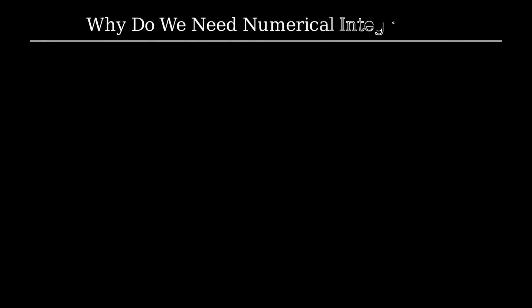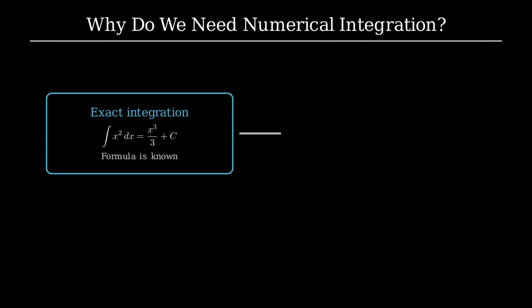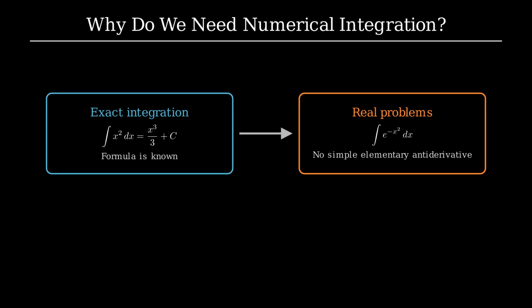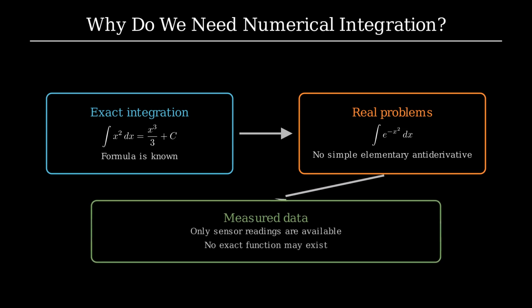In calculus, we often find area using exact integration. But in real engineering and scientific problems, the function may be complicated. The antiderivative may not exist in a simple form, or the data may come directly from sensors. For example, a vehicle speed sensor gives speed at separate time instants. To estimate distance traveled, we need the area under the speed-time graph. That is where numerical integration becomes useful.